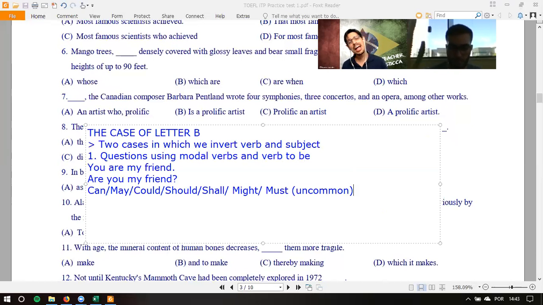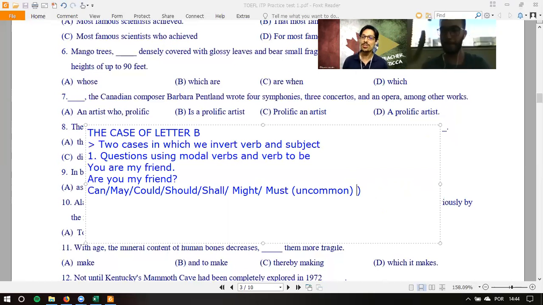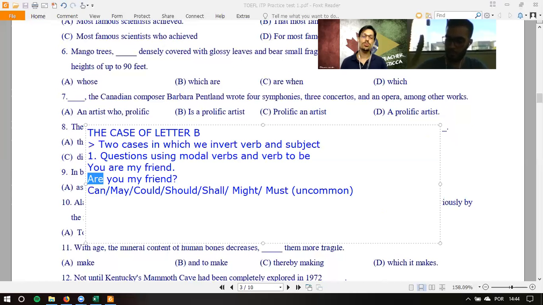And we have some other modal verbs that I prefer not to show you right now. Only TOEFL ITP shows them, because we don't use them anymore. There is one that's called ought to. Have you ever heard of this one? No. So let's not talk about it. Only if TOEFL asks you about it, then I teach you. Because seriously, these are the most important modal verbs. So every time you ask a question using these modal verbs or the verb to be, it is necessary to do this inversion.